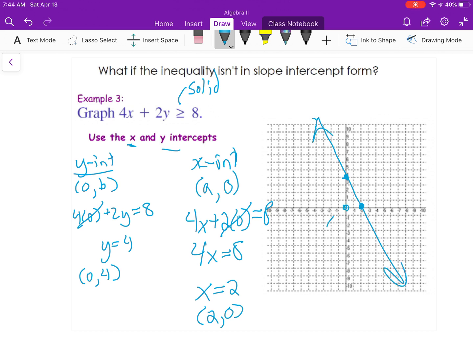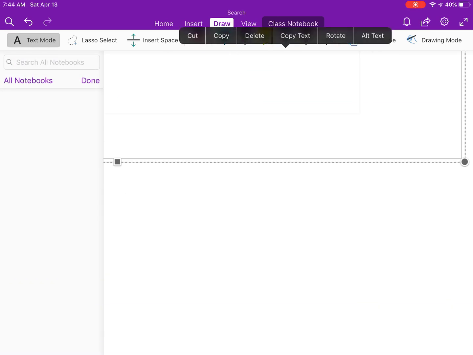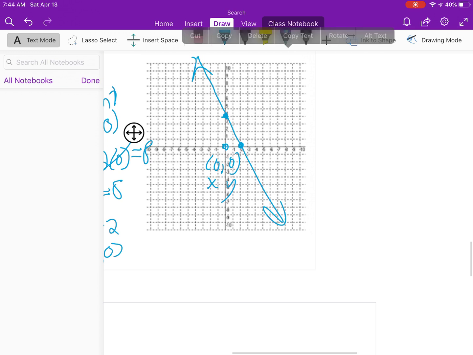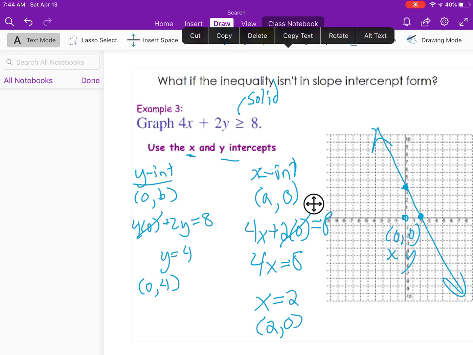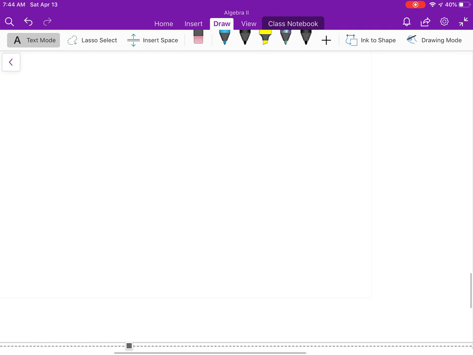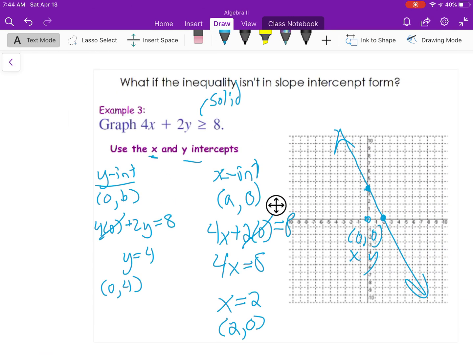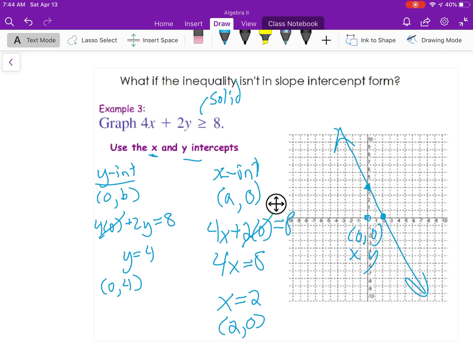I tried to pick (0, 0). The only time I couldn't use (0, 0) for my x and y to test is when it's on the line. So I will put in 0 for x, I'll put in 0 for y, and I'll see if that's bigger than 8. So 0 times 4 is 0. 0 times 2 is 0. Okay, 0 plus 0 is 0. Is 0 bigger than 8? Nope. So these would be the no's, therefore the other side is the yes.